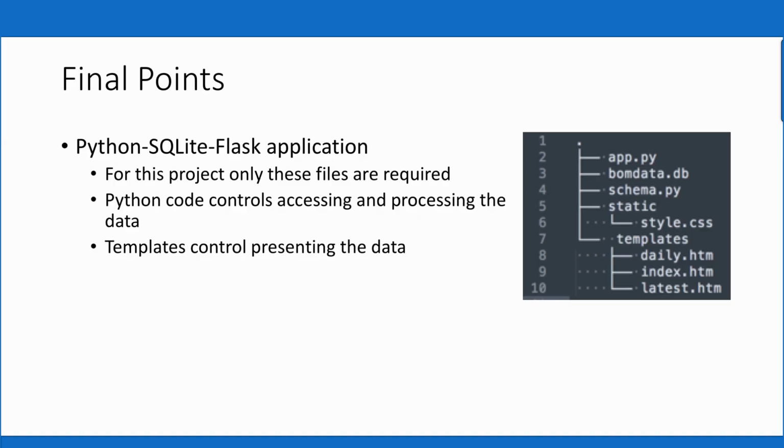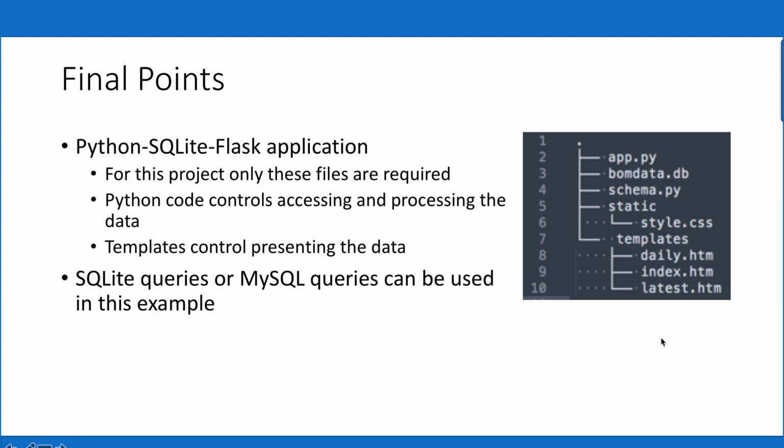The Python SQLite Flask application produces a different set of files in comparison to the PHP application. The Python code file is used to access and process the data, and the template code files are used to present the data. The directory tree displayed shows the actual files needed for this application. The rest can be removed without negatively affecting the application.